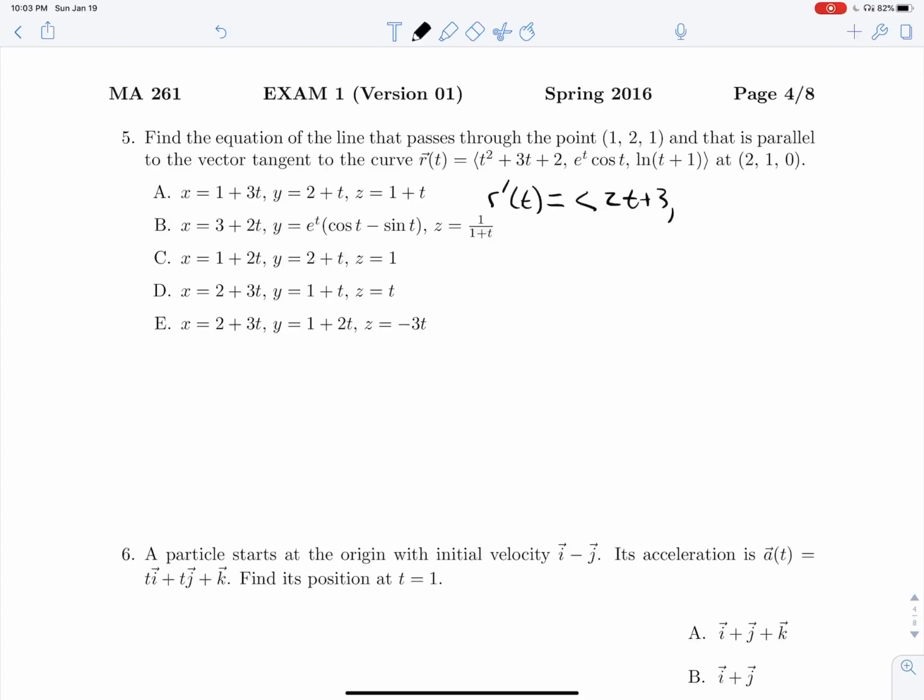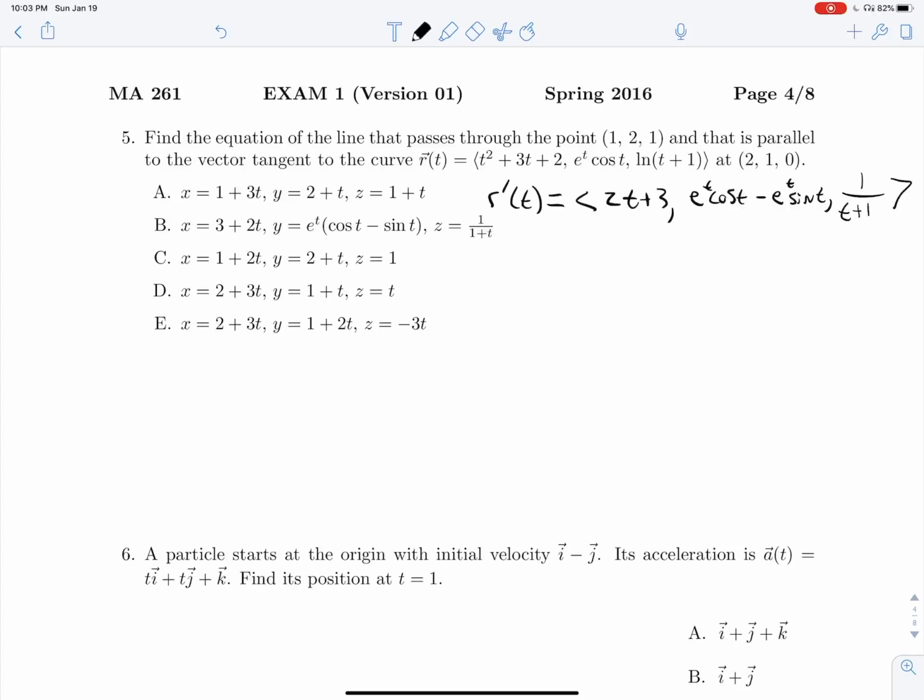2t plus 3. Oh no, we have a whole big thing here, don't we? e to the t cosine t minus e to the t sine t, 1 over t plus 1. Okay, so it's a little yuckier than we would want it to be, but that's fine.